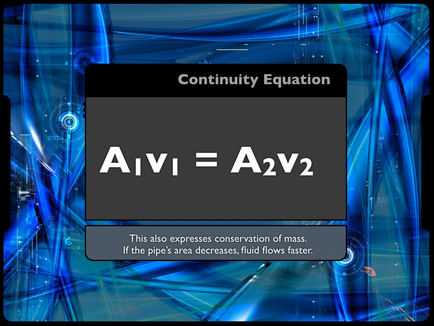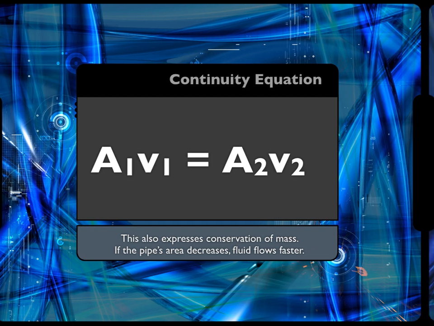If the pipe's area decreases, the fluid flows faster. The units for area are square meters. The units for velocity are meters per second. So square meters times meters per second gives us a unit of cubic meters per second for the term AV. AV is called the flow rate of the fluid, the volume flow rate, cubic meters per second.